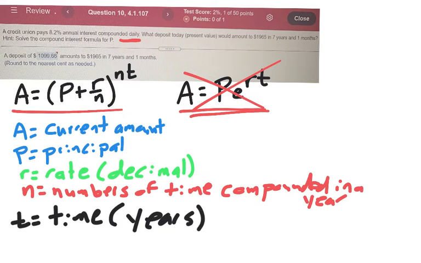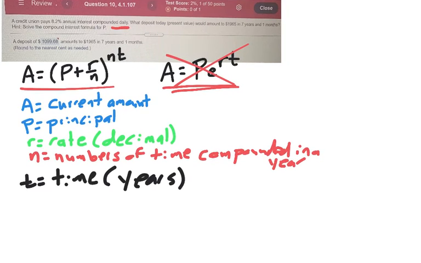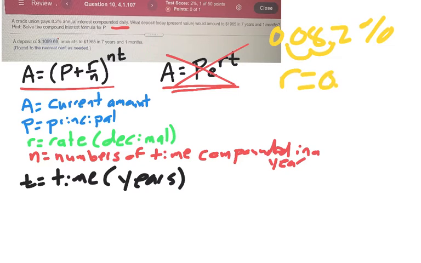So in these problems, I think it's important first to identify what variables I have and which ones I'm looking for. So let's go problem specific. It tells me that 8.2% is the annual interest rate. So that means my rate is 8.2%. When I make that into a decimal, though, I have to move the decimal 2 places to the left. So it's 0.082 is my rate.